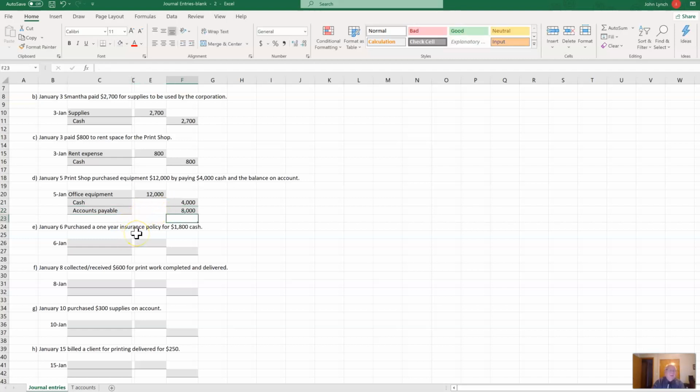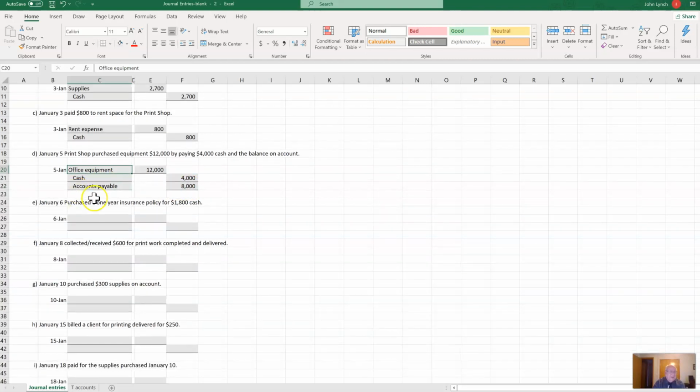Okay, so what did we do on this one? Well, we increased the office equipment account for $12,000. That probably should say office equipment up there. We decreased cash by $4,000, so that's okay. They're on the same side. So if you increase one asset, you need to decrease another asset if they're both assets. And then we want to increase liability, though, by $8,000. Okay, so that's what we did here. So the debit will increase office equipment. The credit will decrease cash, but a credit will increase the accounts payable.